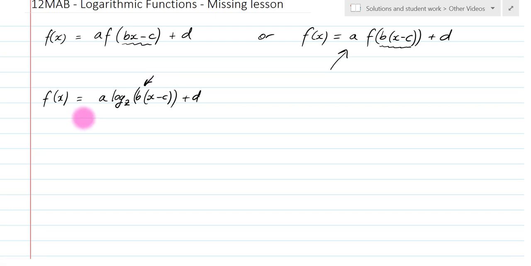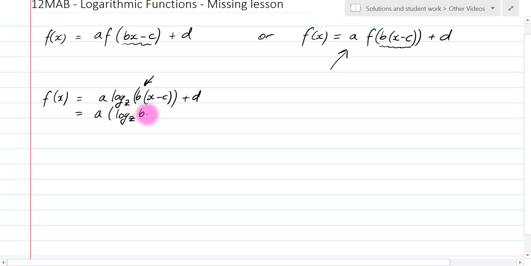So let's look at why. If I do one of the log laws here, I can write this down as a times log base z of b plus log base z of x minus c. You notice I've just used the log law that log base x of ab is equal to log base x of a plus log base x of b. That's one of our log laws. So I've split that product between those two terms, into two pieces with an addition in between.